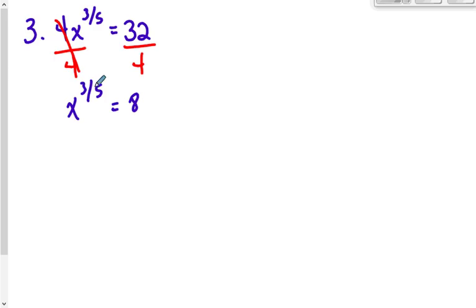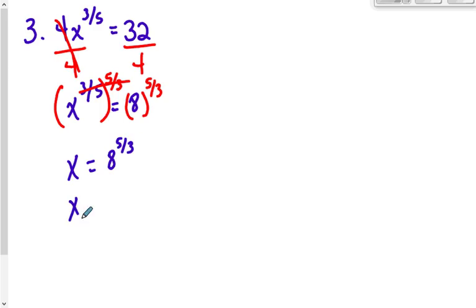Now what? How do I get rid of a 3/5 power? 5 over 3. So I'm going to raise, not multiply necessarily, but raise both sides to a power of 5 over 3, which makes my powers multiply. And the left side, they cancel. I get x equals 8 to the 5 over 3, which is 32.